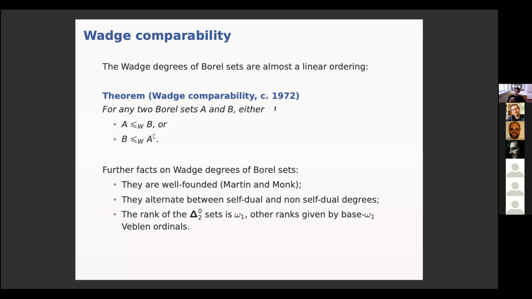So for example, if you just look at the boldface Delta^0_2 sets, then the order type is omega 1. Once you go to Delta^0_3, then there's some other ordinal associated with it. And these are, for those who know, I'm not going to talk about it, the Veblen ordinals, but you're looking at base omega 1 exponentiation. But that's not important to this talk.